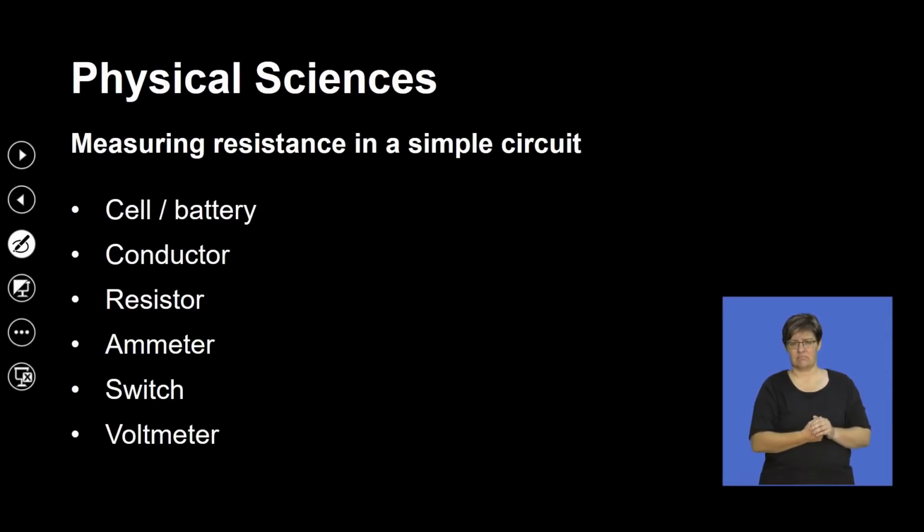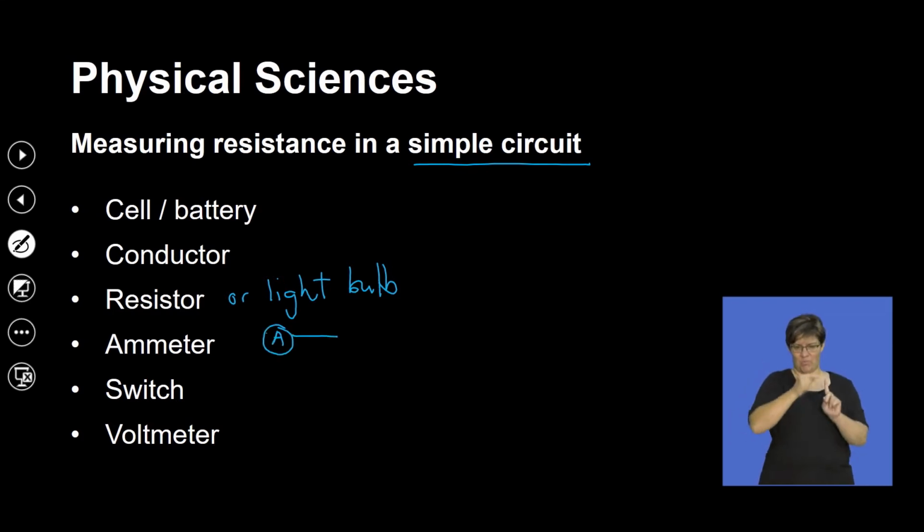And then how do we measure resistance in a simple circuit? We definitely need a cell or a battery, a conductor, a resistor, okay? A resistor can be any device, it could be a light bulb, okay? It could be even a light bulb, because a light bulb is a resistor. So this is a simple circuit after all, okay? And then we need an ammeter. We know an ammeter is used to measure current passing through a point, per unit time. We also need the switch to complete or break the circuit. We also know that a voltmeter measures potential difference between 2 points in a circuit, right?